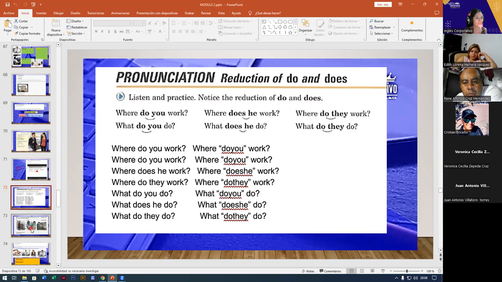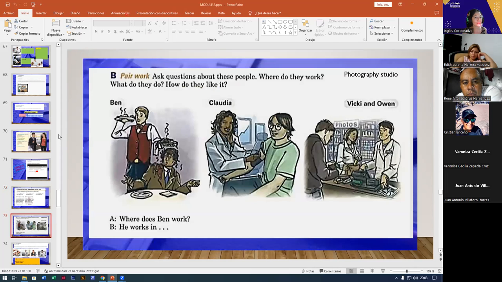Now, let's continue with another part. We have here, ask questions about these people. Where do they work? What do they do? How do they like it? Now, remember here, where do they work? Investigate the area. What are the places where people can work? In a hospital? What else? Do you remember? At school? Any other places where people can work?